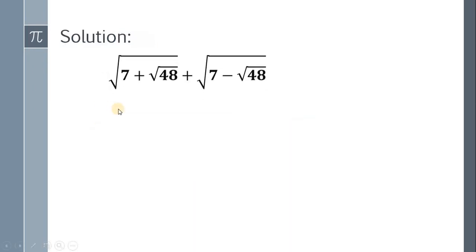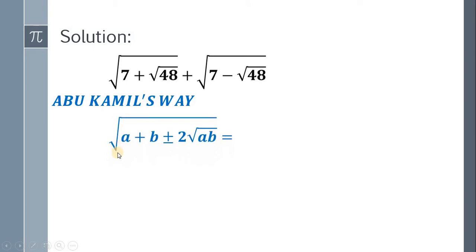To answer this problem, we will use a method called Abou-Kamil's way. So here it is. If we have square root of a plus b plus or minus 2 square root of ab, it is equal to square root of a plus or minus square root of b, provided that a is greater than b. We will use this method to answer this problem. After that, I will show you a simple proof of this method.